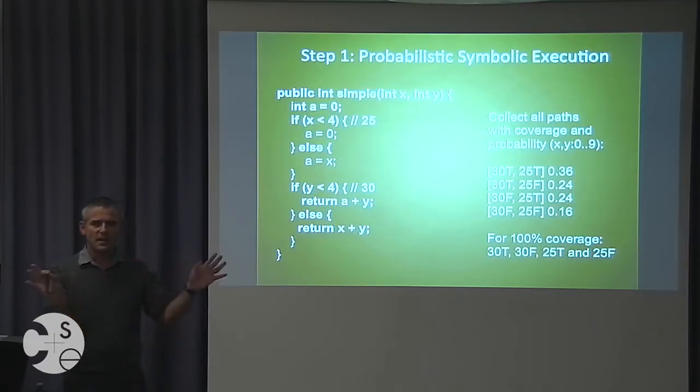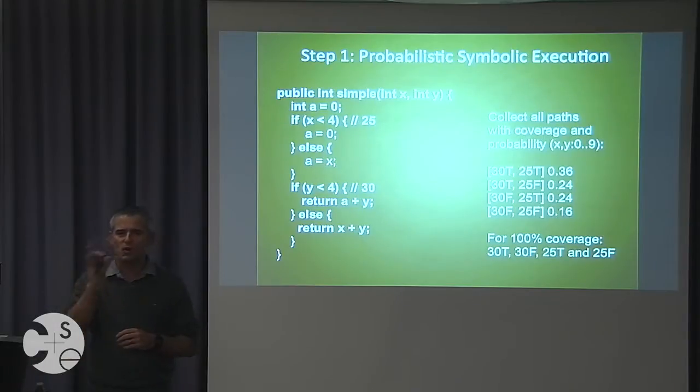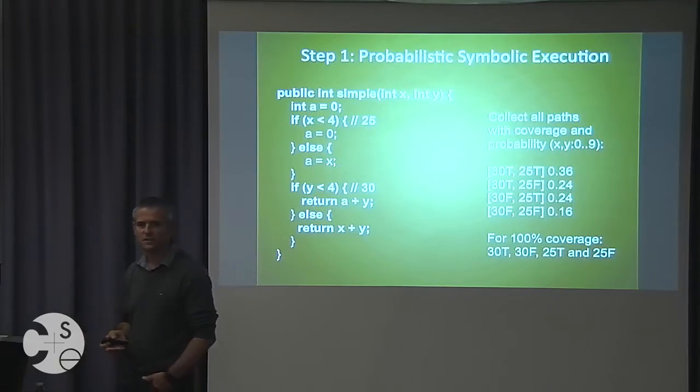So what we do is symbolically execute the whole thing. For every path, calculate the probability of that specific path, and record on every path which branches you took. That's basically what's going on here. So if you want 100% coverage, you need to have a 30 true and false and a 25 true and false in your test suite. So obviously with one test you cannot get 100% branch coverage. But with two you can, right? Because you can pick this first one and the last one, and then you would have the coverage you want.